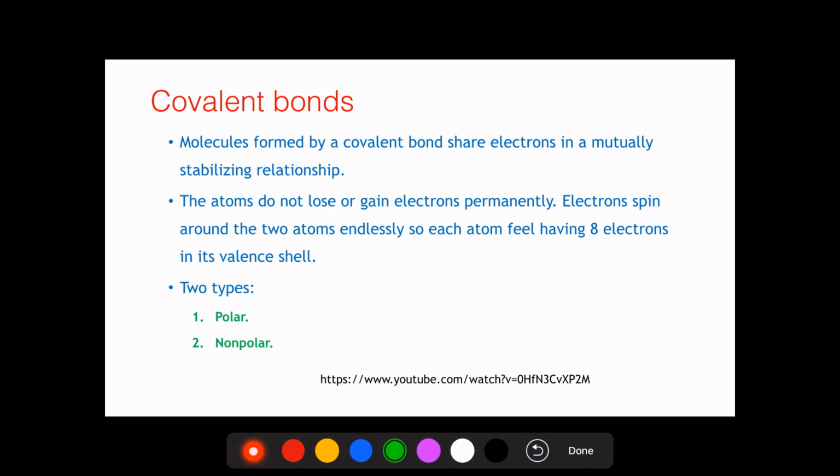Now, you can pause here and go over the ionic bond. Make sure that you clearly understand it before moving to the covalent bond. For covalent bond, the main thing about it is that here we are sharing electrons. In ionic, the secret or the magic word was gain and lose. But with covalent bond, it's sharing electrons. Okay?